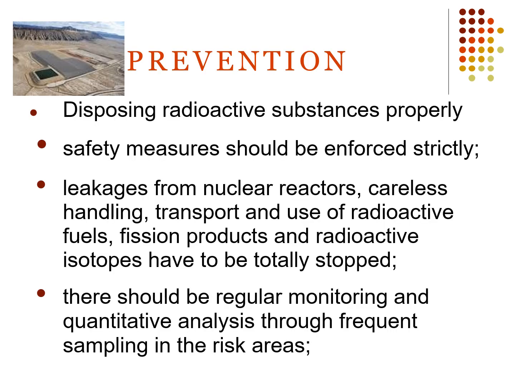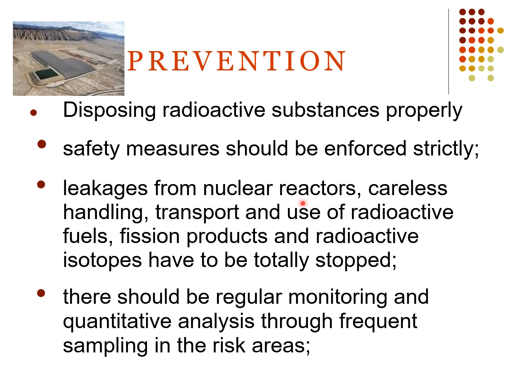How to prevent radiation pollution? One method is disposing of radioactive substances properly. Whenever any radioactive substance is disposed, they follow three types of dumping methods: open dumping, ocean dumping, and dumping through land, water, and air. Here safety measures should be enforced strictly.